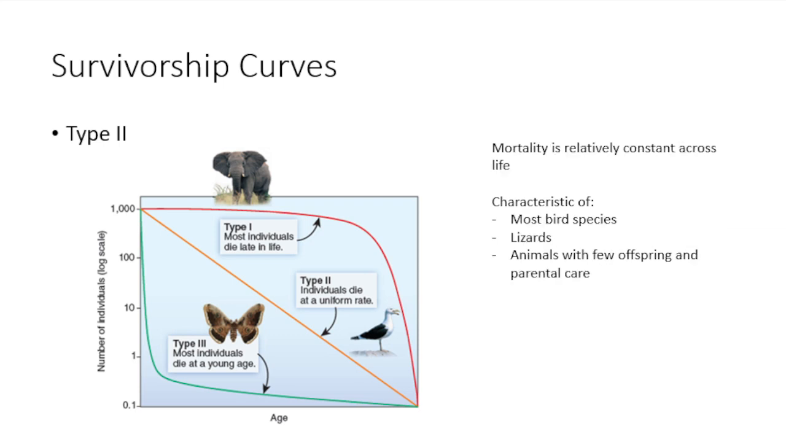And then you have type 2, where mortality is consistent along the entire life. So this is the orange line in the middle. It's typically bird species or lizard species, and these animals have few offspring and have parental care, but still have more offspring than the type 1 species.